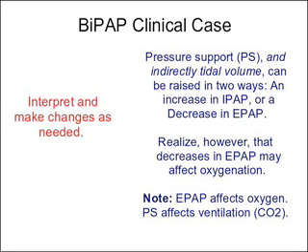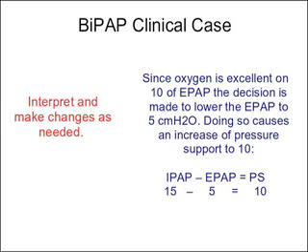Two ways that can be done. One is by increasing the IPAP, or what we're going to do in this case is decrease the EPAP, because it seems like we don't need an EPAP of 10. We might be able to get by with an EPAP of 5 since our oxygenation has responded so well. So that's exactly what we're going to do. Bear in mind that EPAP affects the oxygenation and the pressure support affects the carbon dioxide. And so we do that. We turn our EPAP to 5 and leave the IPAP at 15, and now we have a pressure support of 10.